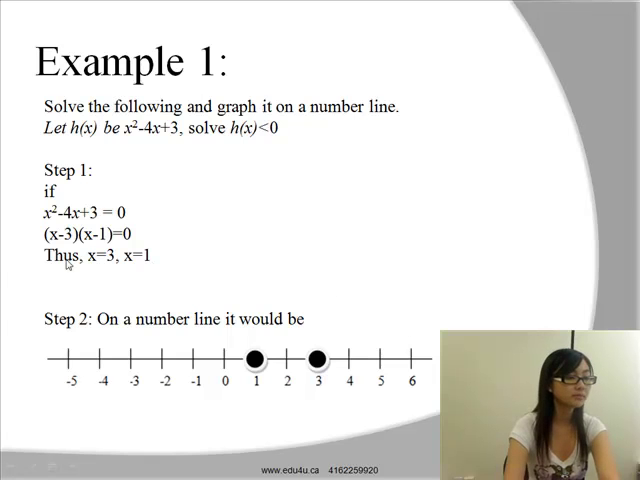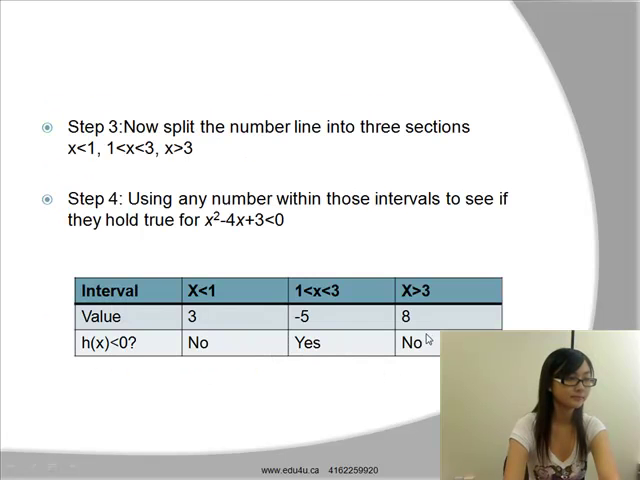On the number line, it will look something like this, where 1 and 3 are filled because they are the roots and they are contained in the equation. Now let's split the number line into 3 sections. One section is x less than 1, one is 1 less than x less than 3, and one is x bigger than 3. We know that at x equals 1 and x equals 3, h of x equals 0.